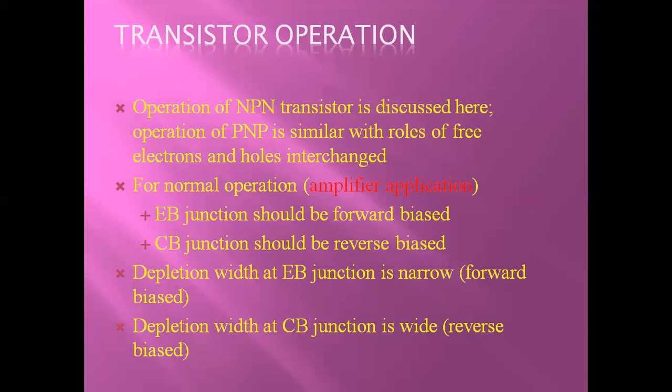So the depletion layer width at the emitter base junction is very narrow in the forward biased condition in the case of this NPN transistor. Simultaneously, in the reverse biased condition, the depletion width at the collector base junction is very wide.